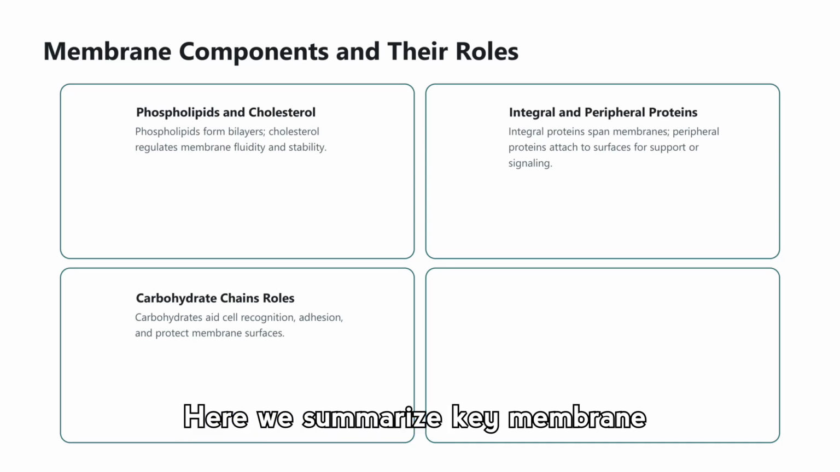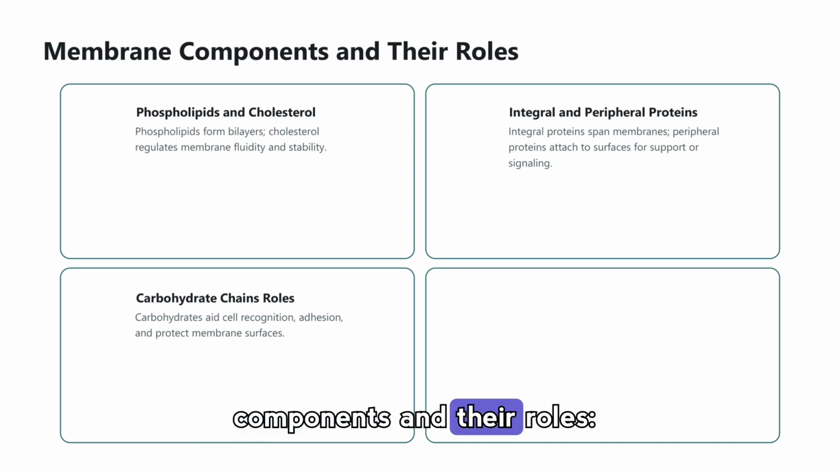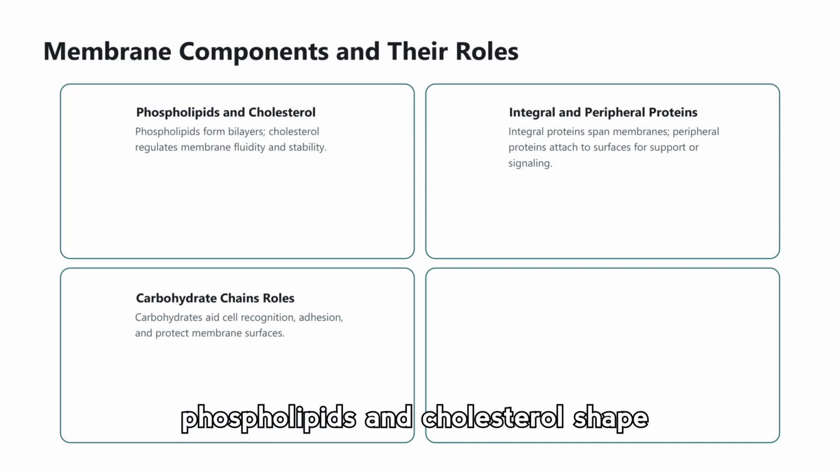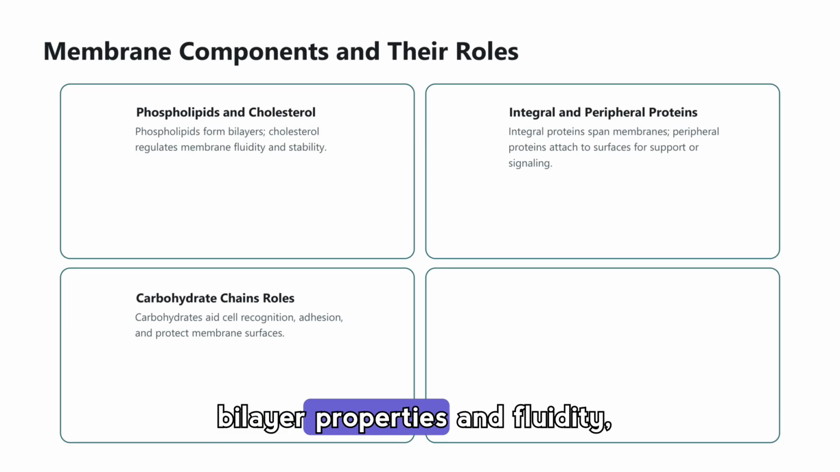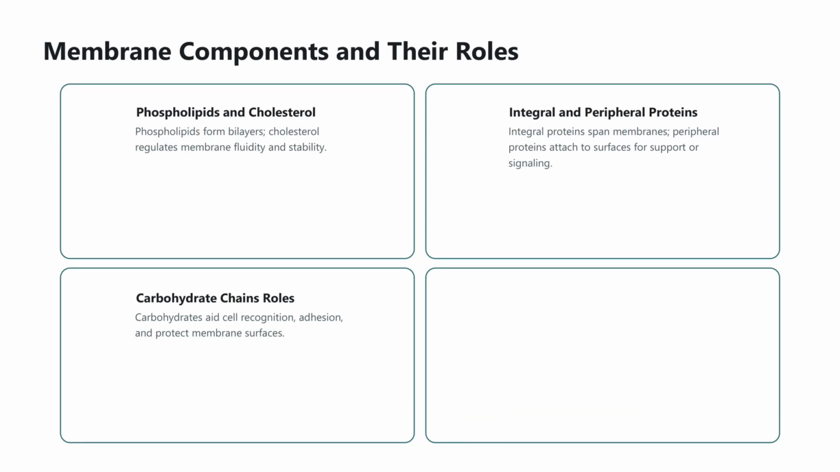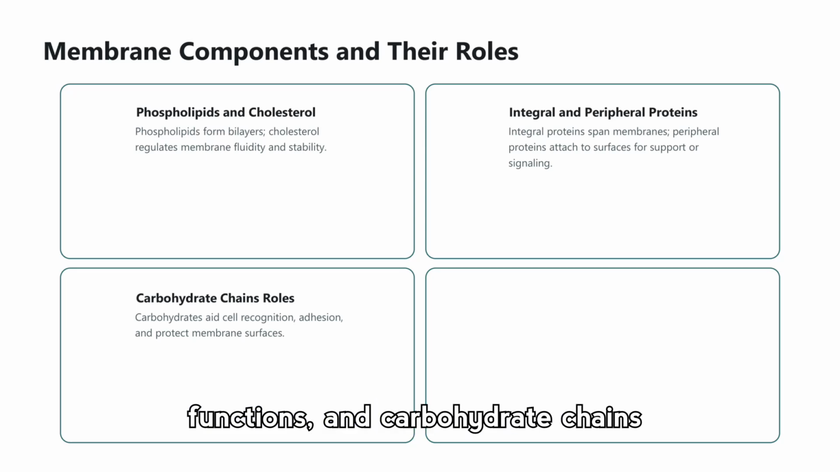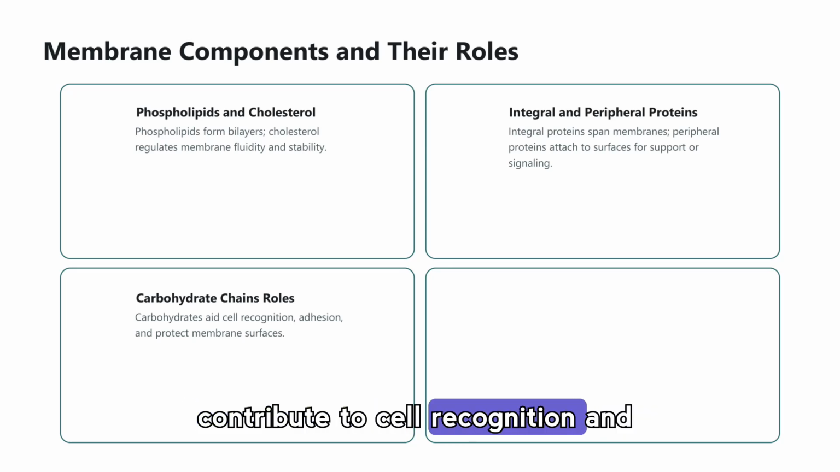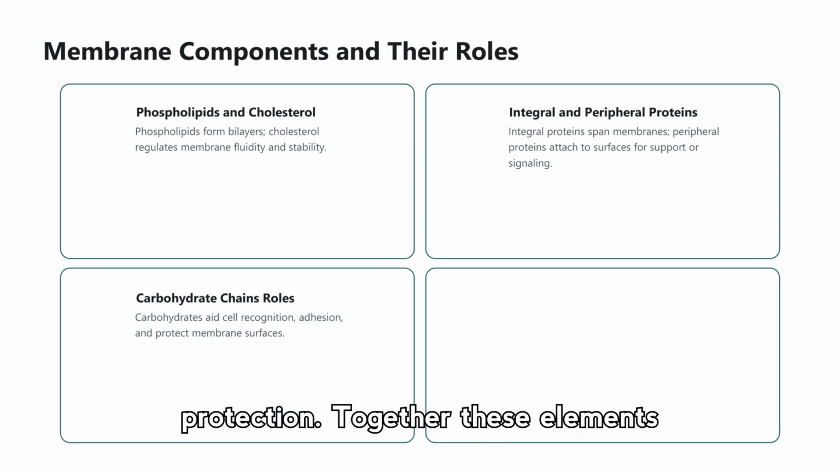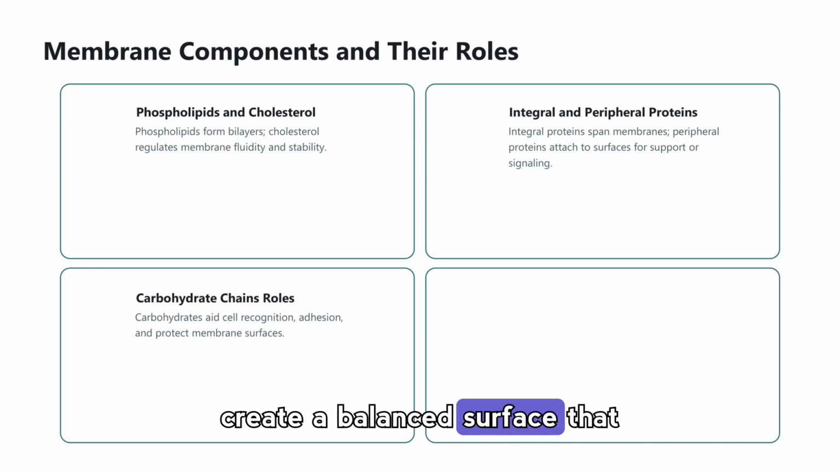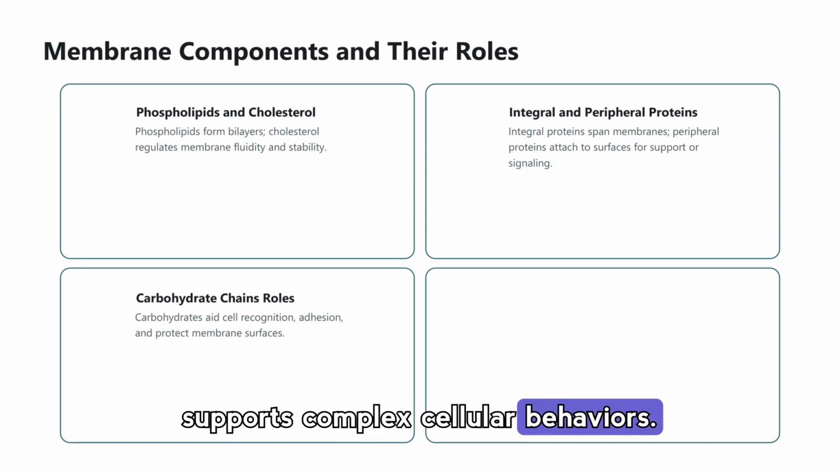Here we summarize key membrane components and their roles: phospholipids and cholesterol shape bilayer properties and fluidity. Integral and peripheral proteins provide transport and signaling functions, and carbohydrate chains contribute to cell recognition and protection. Together, these elements create a balanced surface that supports complex cellular behaviors.